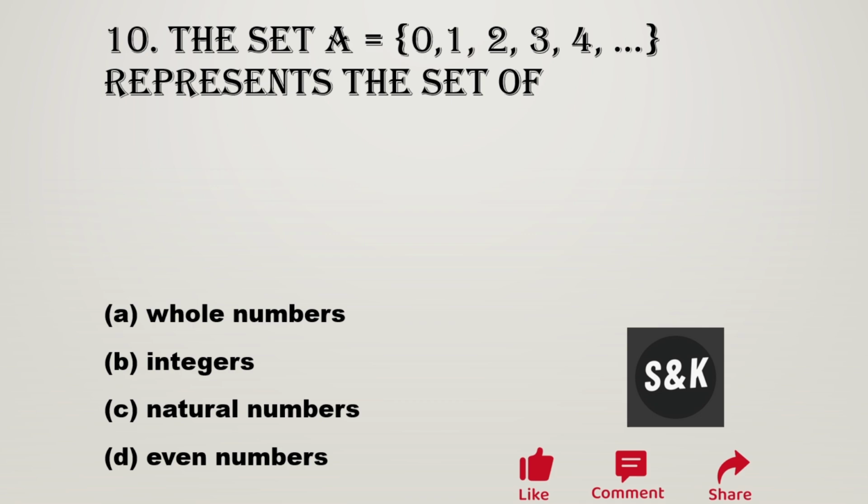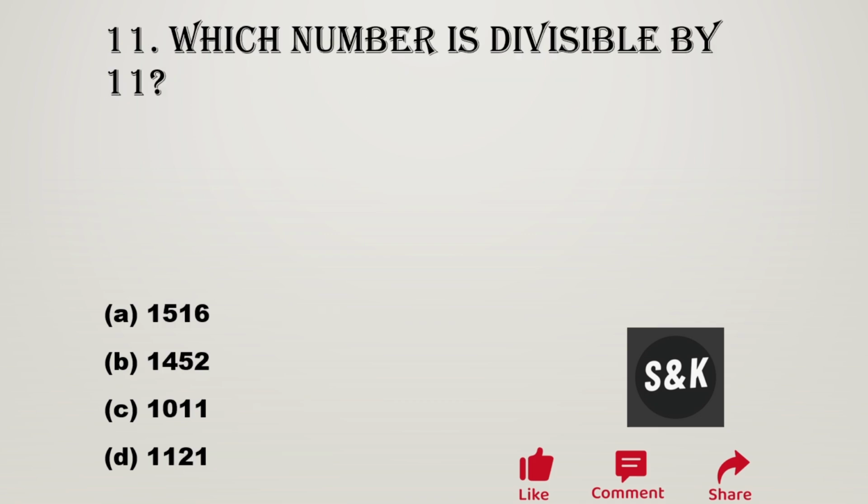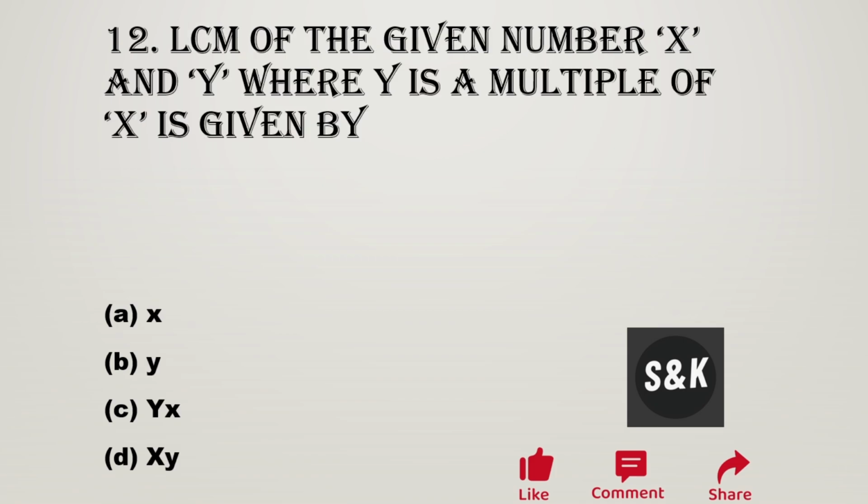The set A equals to 0, 1, 2, 3, 4 and so on represents the set of whole numbers. Which number is divisible by 11? So the correct option is option B, 1452. LCM of the given numbers x and y, where y is a multiple of x, is given by. So the correct option is option C, y into x.